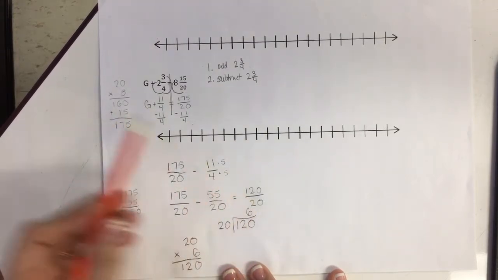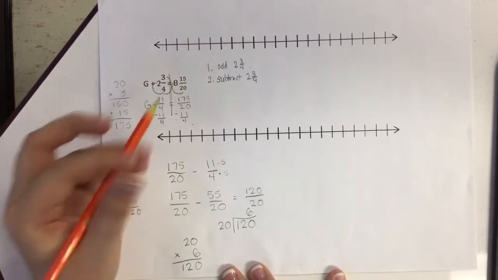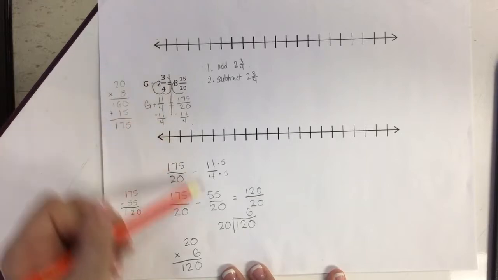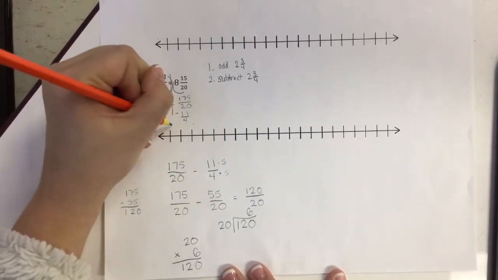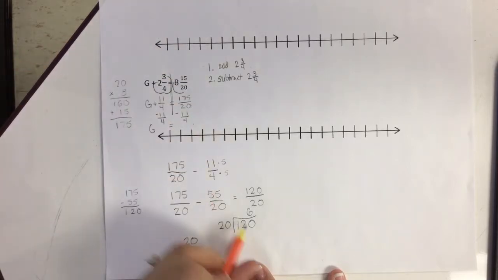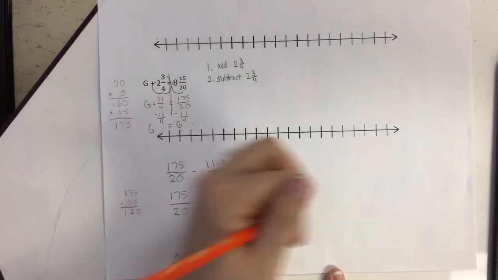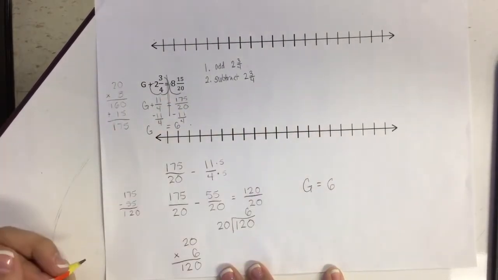So this is really messy, but all we did was we just subtracted 175 over 20 minus our 2 3/4. So we've got G all by itself is equal to 6. So G equals 6.